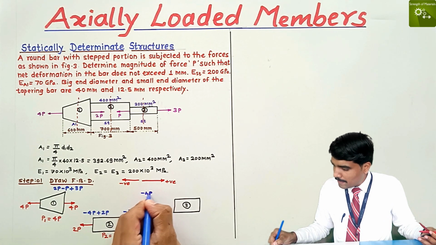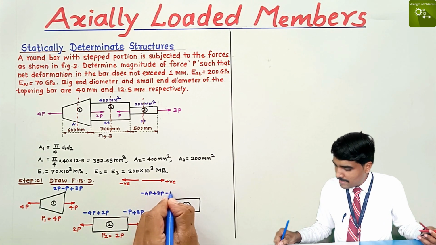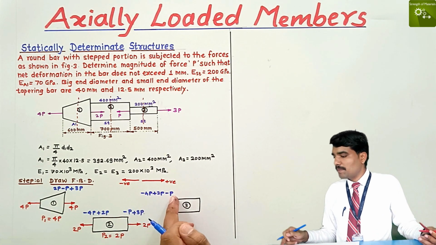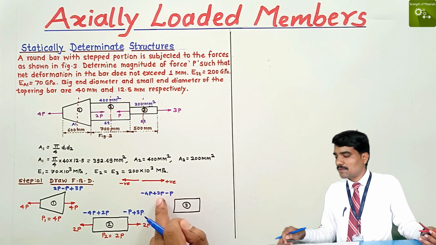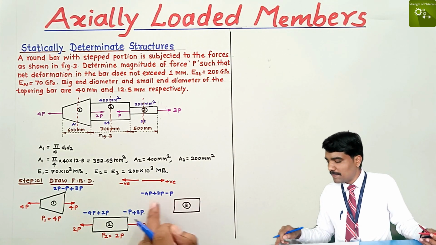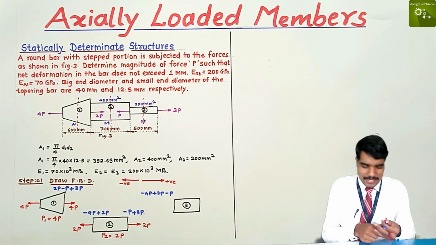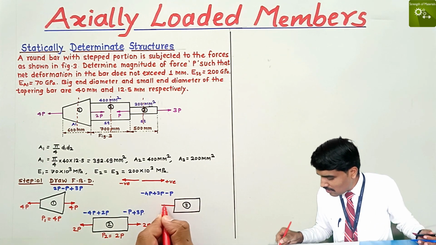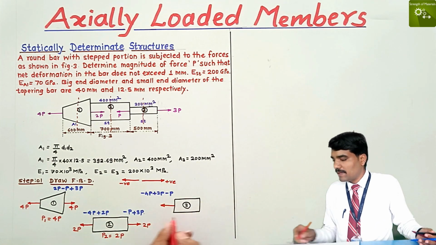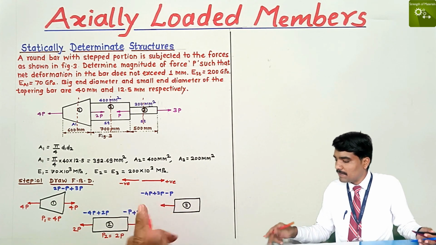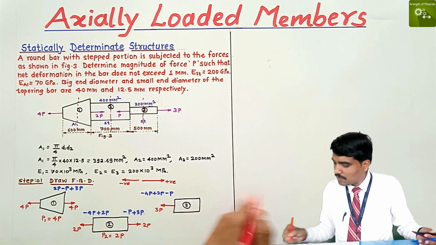Minus 4P plus 2P minus P. Minus 4P minus P minus 5P plus 2P, minus 3P. Minus 3P means the force goes towards the left side. Here we got a force in the third member. It is minus 3P, which means it goes towards the left side.